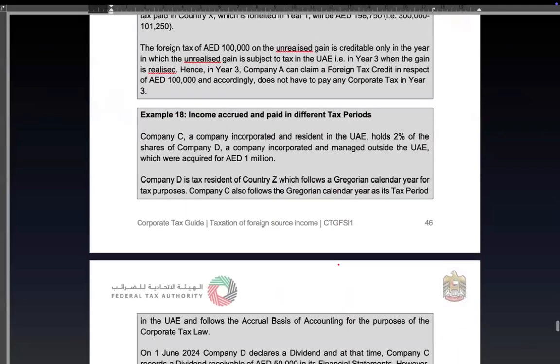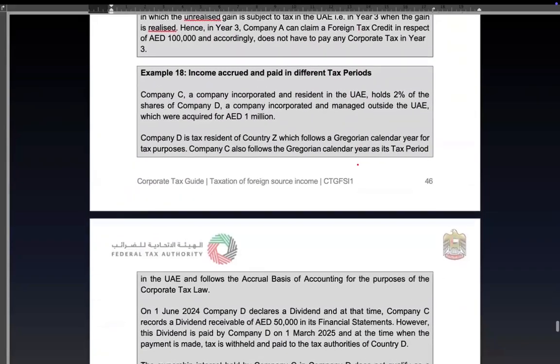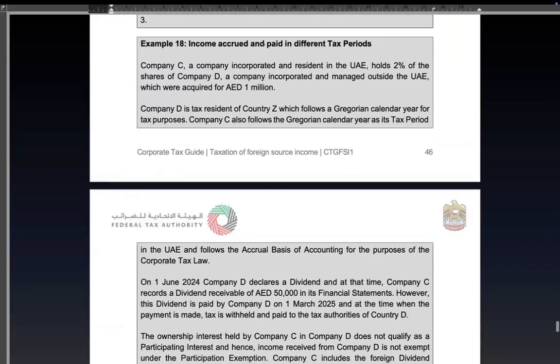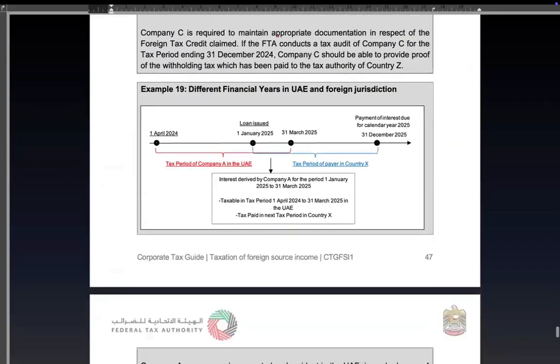The important thing I've already told you: apple to apple comparison. If your income is being taxed in the UAE, you will be able to take the foreign tax credit. Otherwise, you will not be able to take the foreign tax credit. If any income is included in your consolidated financials as per the IFRS, you need to adjust it to arrive at the taxable profits. Different period, this is the same example, you can go through this as well.